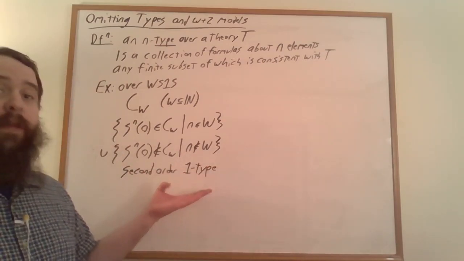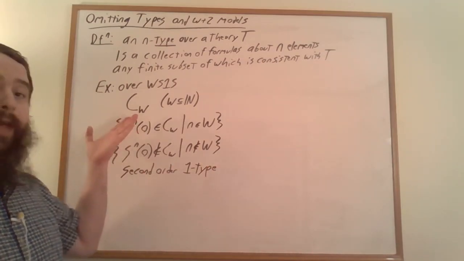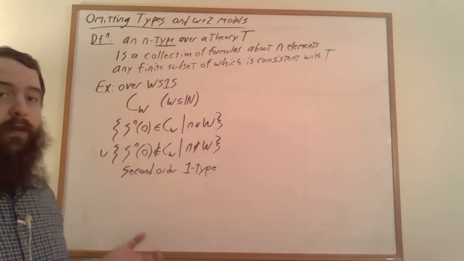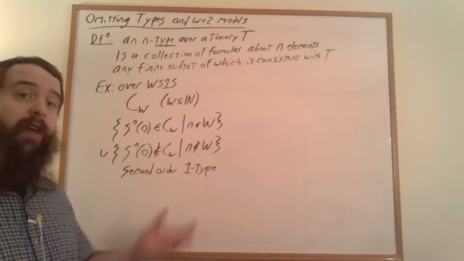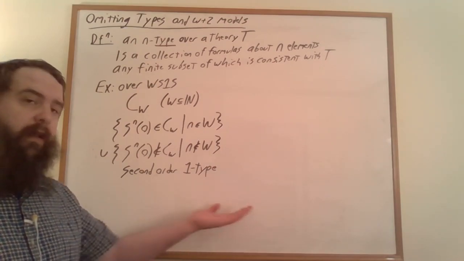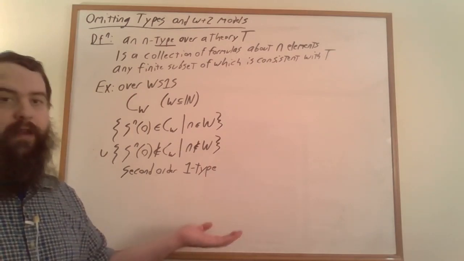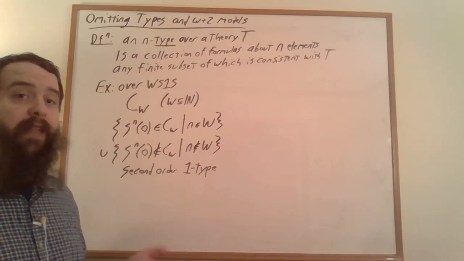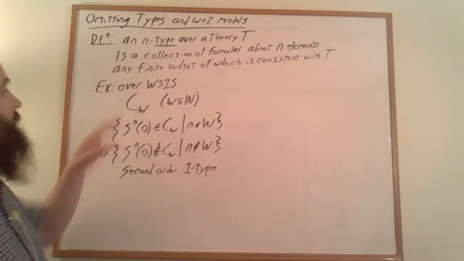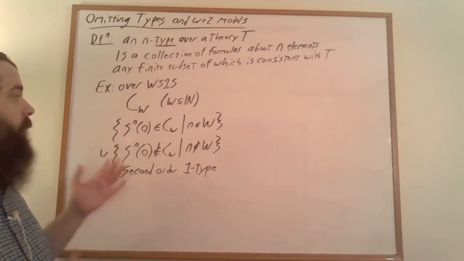It's a one type because it's referring to one new element, and it's second order because that new element is a second order element. One can, of course, have types that refer exclusively to first order elements, or some sort of mixture of first and second order elements, although we won't see that latter case in this video. And the formulas that we wanted to add on describing this constant symbol were what we expect.